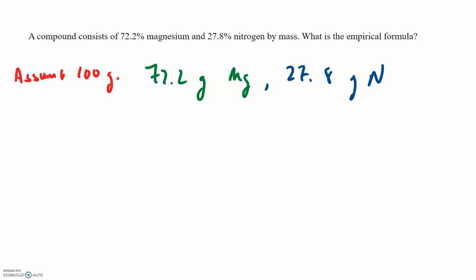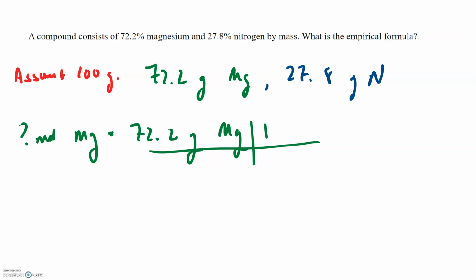Now that we have these in masses, we'll convert from mass to moles. So how many moles of magnesium do we have? If we have 72.2 grams, and the molar mass of magnesium is 24.3, rounding to a whole number, we take our calculator, and this is 3 moles of magnesium. That worked out all right.